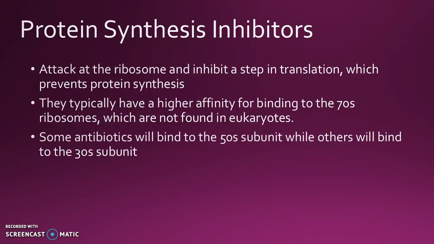The protein synthesis inhibitors attack at the ribosome and typically inhibit a step in translation, which prevents the protein synthesis. They will typically have a higher affinity for binding to the 70S ribosomes, which are not found in eukaryotes. The eukaryotes have 80S ribosomes. So this makes these selectively toxic. Some antibiotics will bind to the 50S subunit of the ribosome, while others will bind to the 30S subunit.